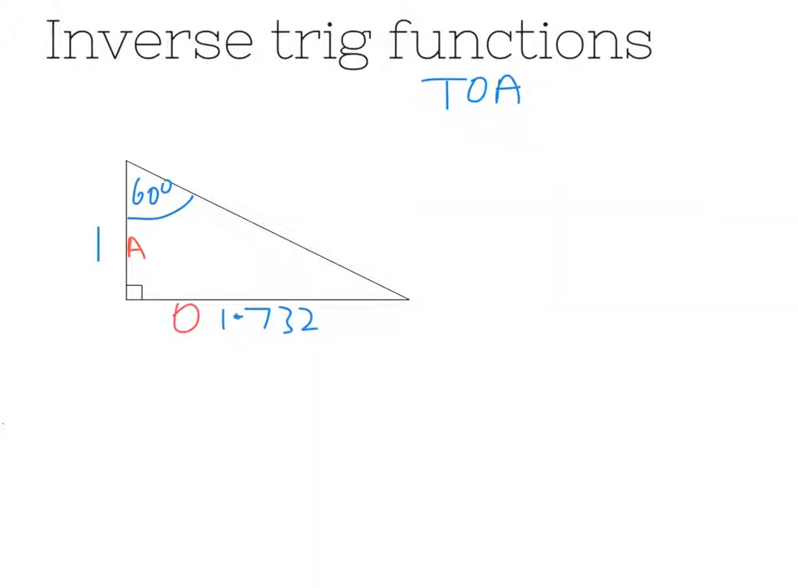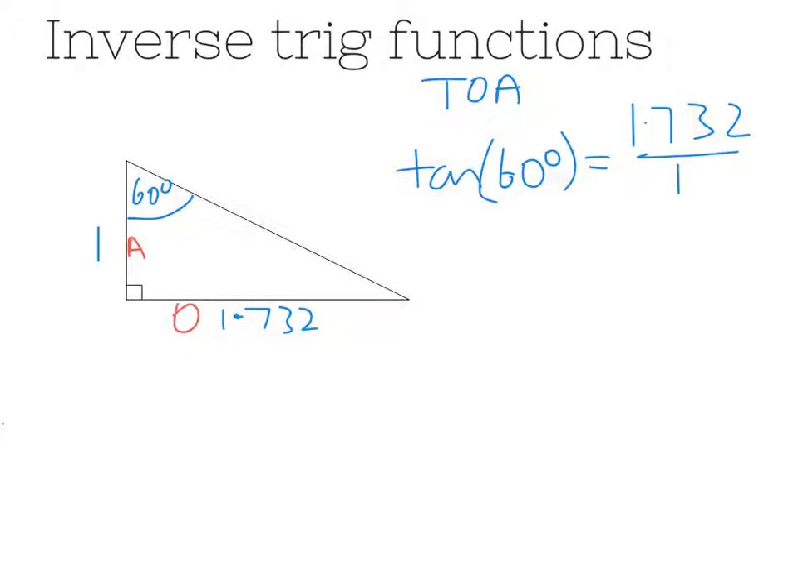In a right angled triangle with a 60 degree angle, the opposite side and the adjacent side are in a ratio that gives us the tan function. So we have tan of 60 degrees equals O on A, which is 1.732 over 1.